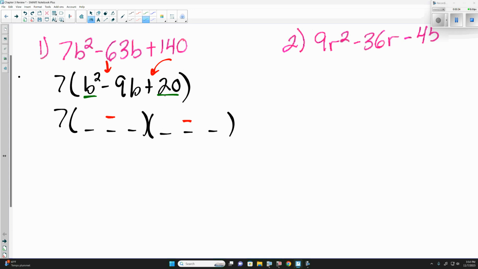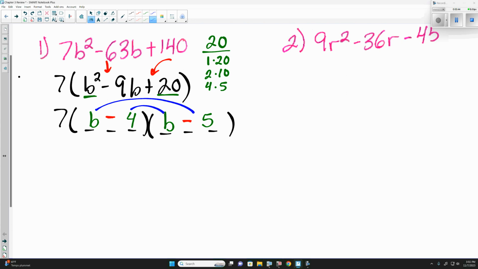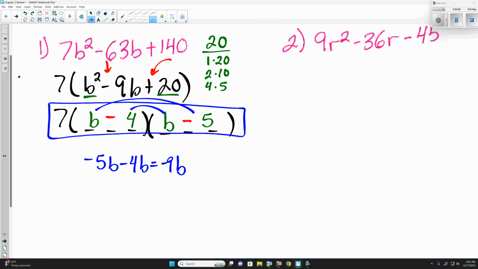Now we need to find the factors of the first and third terms. Factors of b squared, there's only one set of factors. It is b and b. Factors of 20: 1 and 20, 2 and 10, 4 and 5. I'm going to pick 4 and 5 first. Then we can check it. b times negative 5 is negative 5b. Negative 4 times b is negative 4b. Negative 5b minus 4b is negative 9b. So these are the correct factors.